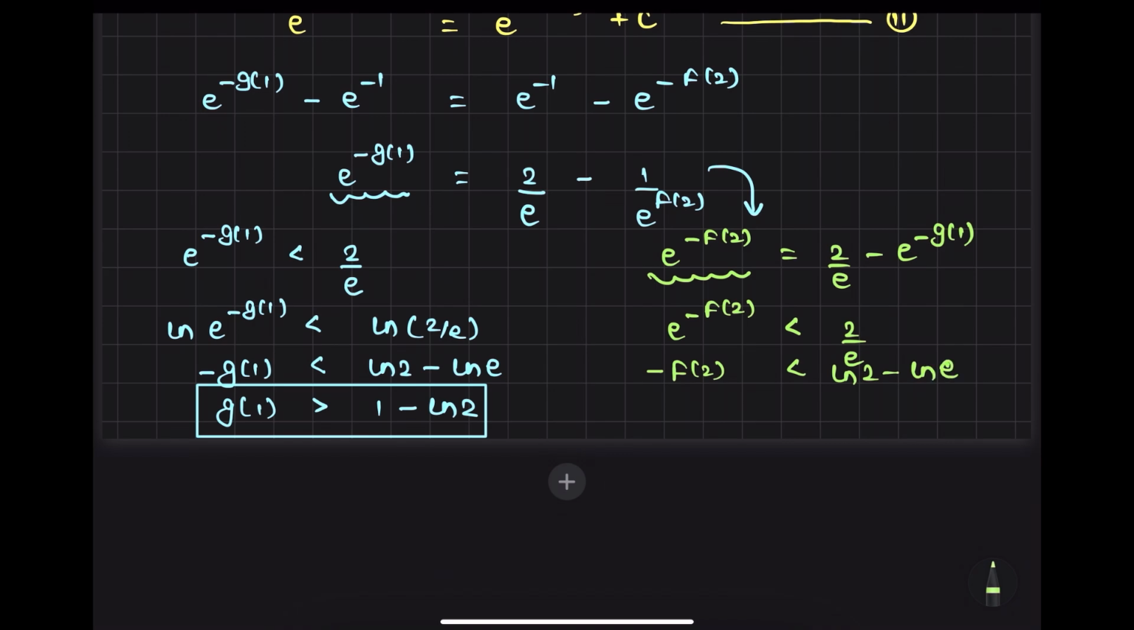Now what we will do? We have to find out f of 2. So we will multiply by minus sign. You know that if we multiply by minus, the sign of the inequality changes. So f of 2 will become 1 minus ln 2. So the value of f of 2 is slightly greater than 1 minus ln 2. Okay, I hope the idea is clear and now you guys can handle this situation.